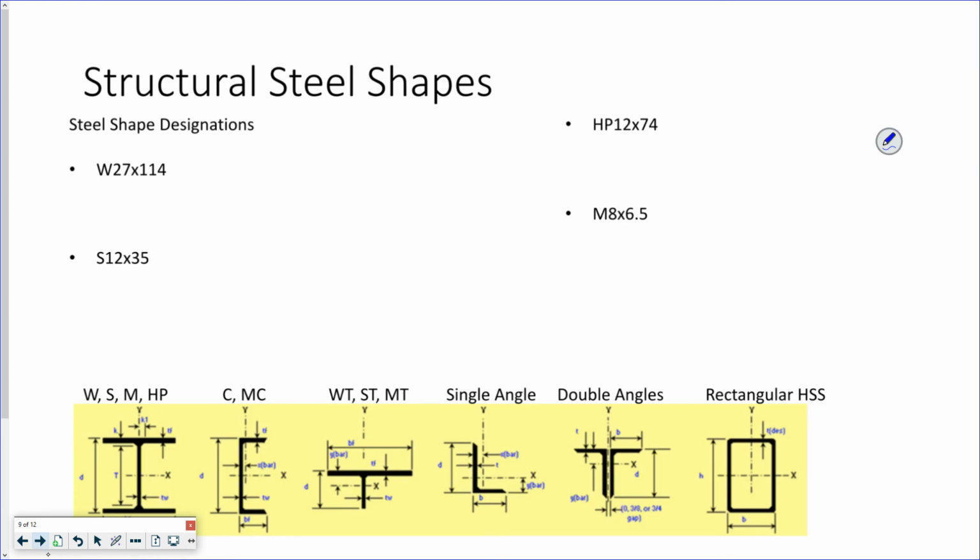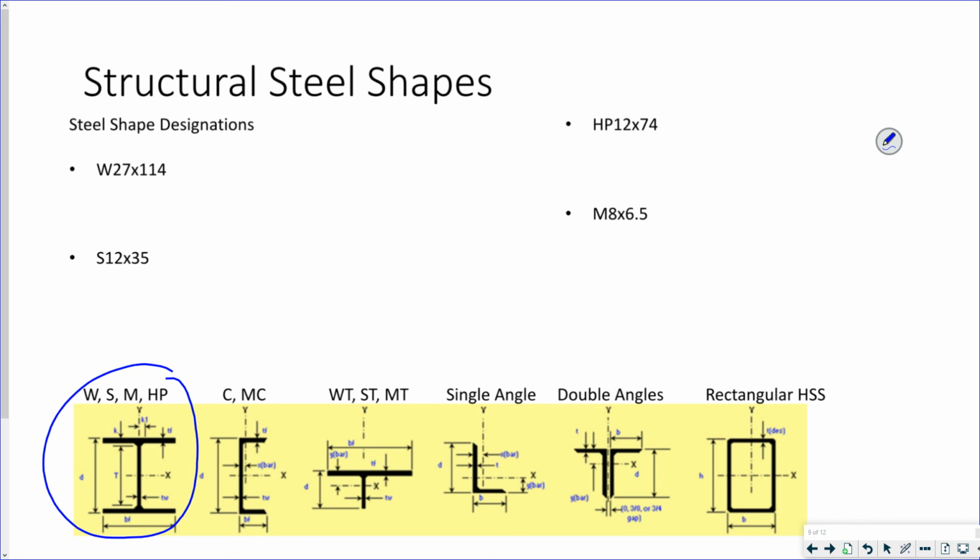So let's talk about structural steel shapes, right? What happens is I go to my catalog and I say I'd like to order these shapes for my building, right? For my bridge. So what do those shapes mean? Well, we're going to start over on this side. The I-beams. We have 4 different designations. The most common being the W.